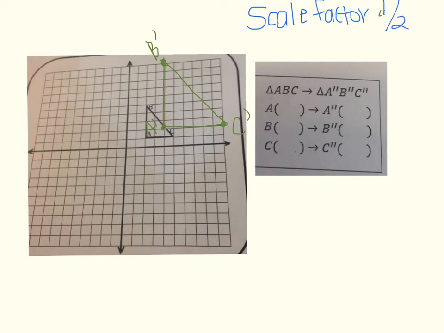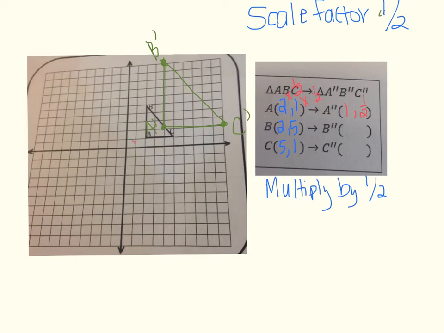So we're going to take all the original points. It would be 2, 1 for A. B is over 2 up 5. C is over 5 up 1. And we're going to do the same thing. We're going to multiply by 1/2. And that's going to get us some smaller numbers. So 2 times 1/2 would be 1. 1 times 1/2 would be 1/2. So A double prime is going to be over 1 up 1/2.